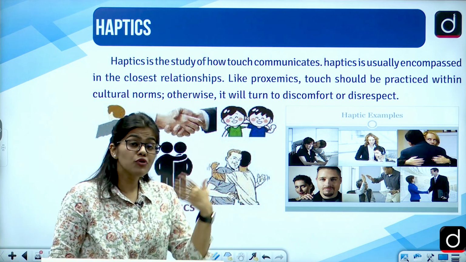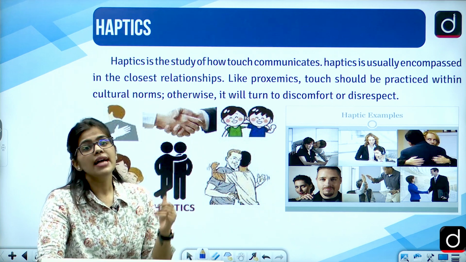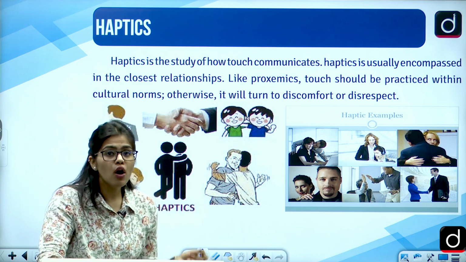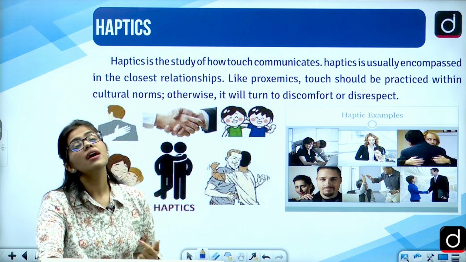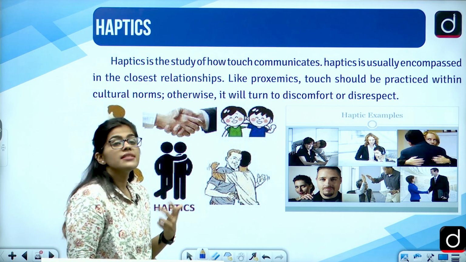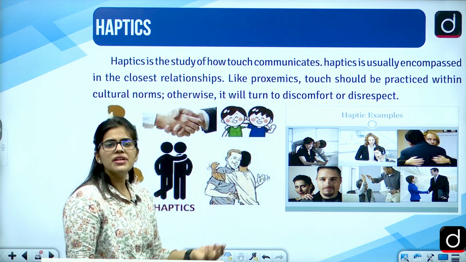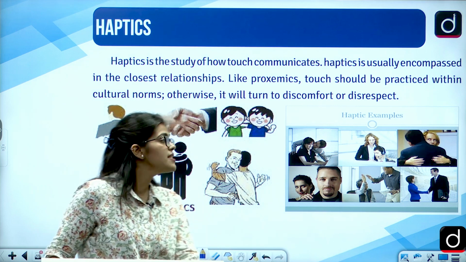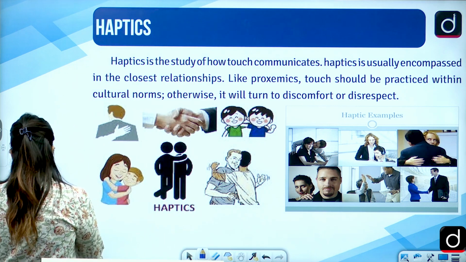So if you know the other person really well, then your touch would be familiar and would be acceptable. While if you do not know the other person, then it may make the other person uncomfortable, or this can also show that you disrespect that person. So this is the study of touch.